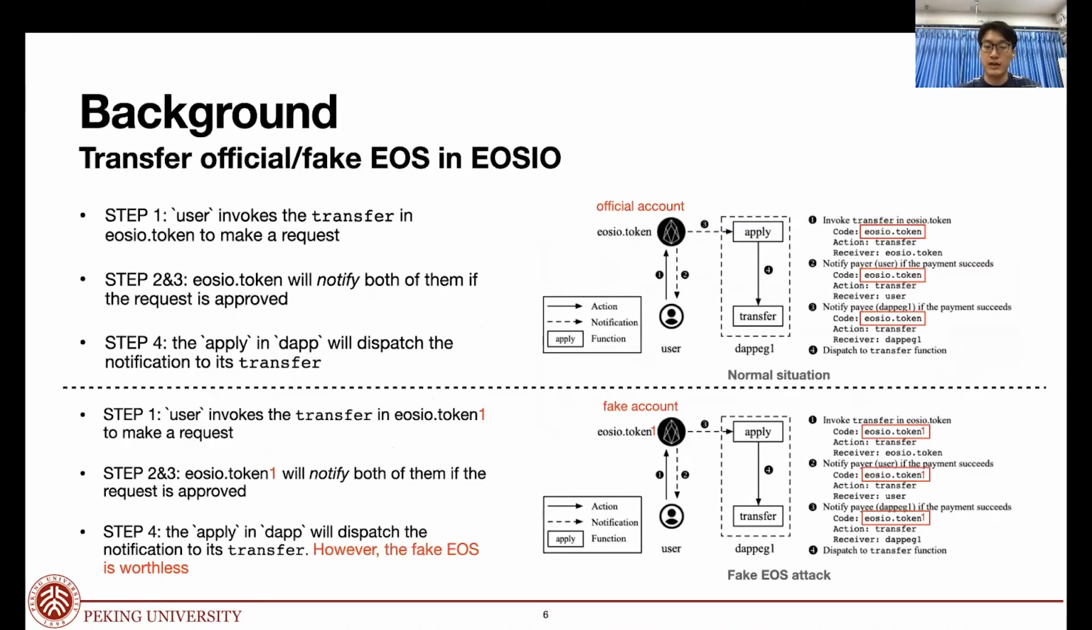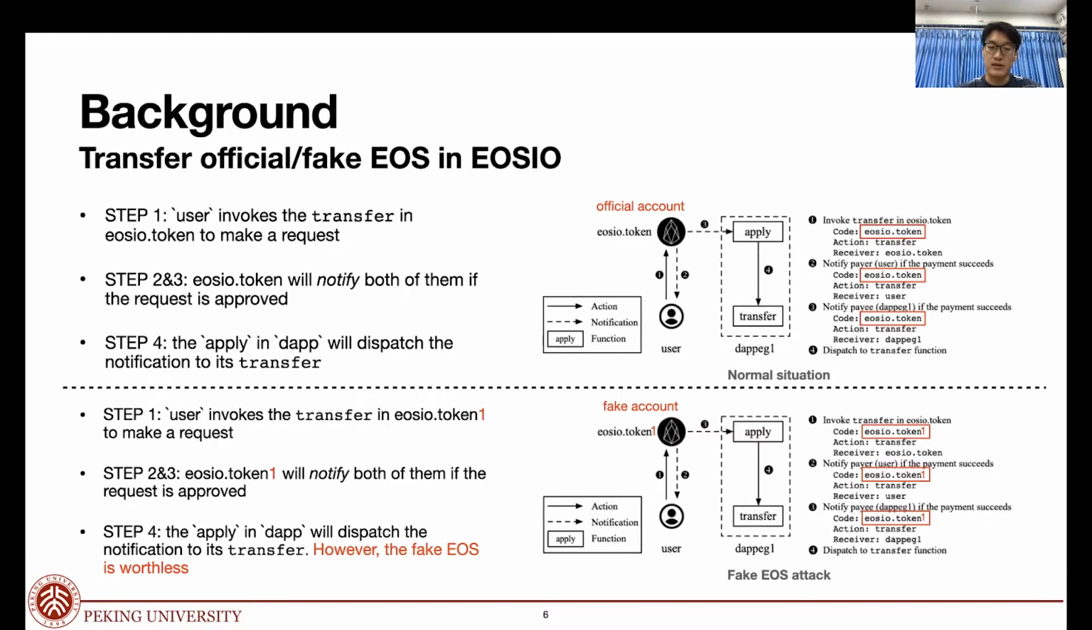Therefore, transferring EOS tokens is a little different from Ethereum. The upper part is a normal situation. First, the user has to invoke the transfer function in eosio.token to make a request to transfer money to the app. Once the official account updates the balances of the initiator and the recipient, it will notify both of them. Last, as a notification is initiated in the transfer function, apply will dispatch a notification to the DApp's transfer function. Note that the code fields in the first 3 steps stay unchanged, as the notification will not change the code.